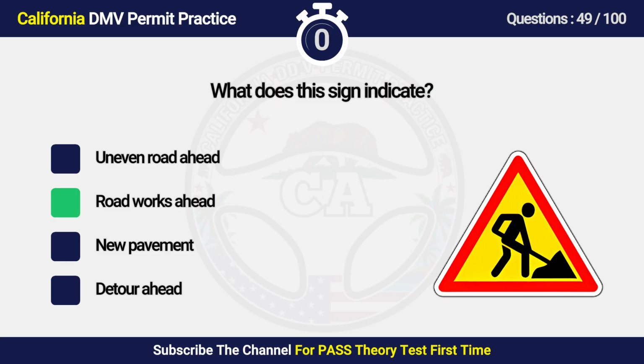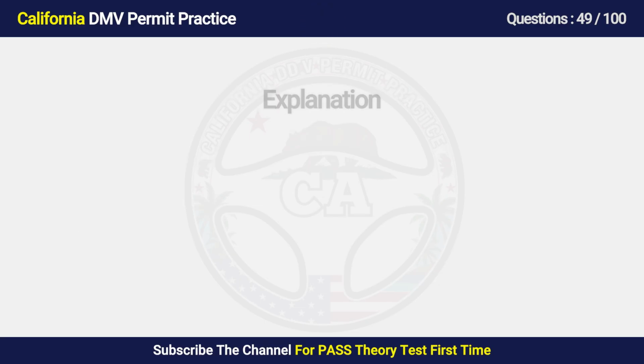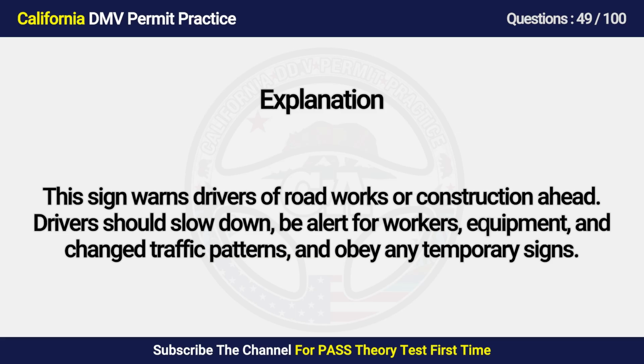Answer is B. Road works ahead. This sign warns drivers of road works or construction ahead. Drivers should slow down, be alert for workers, equipment, and changing traffic patterns, and obey any temporary signs.